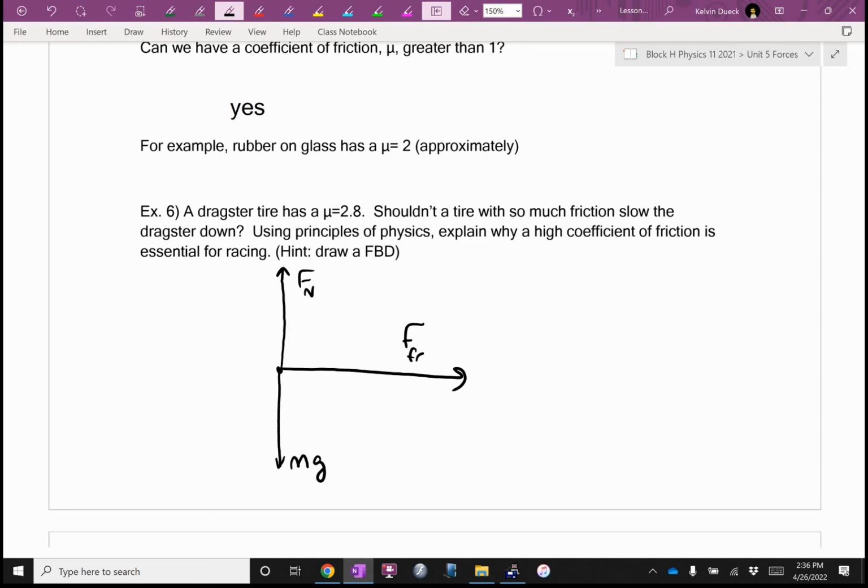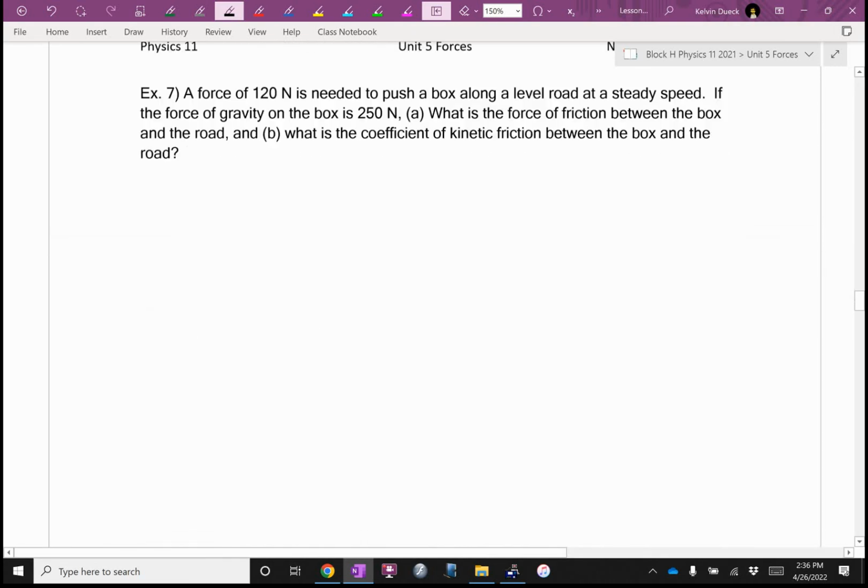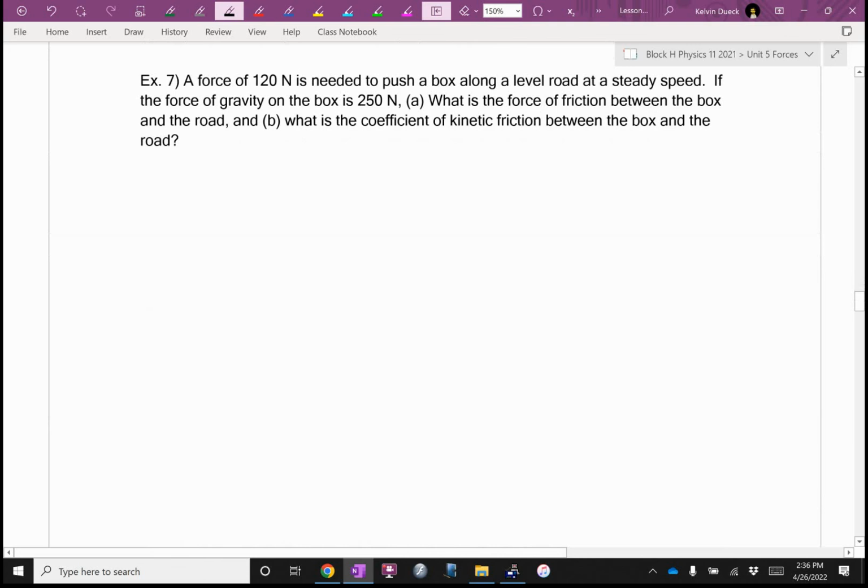Is that okay? Have I convinced you with that free body diagram? That free body diagram in yesterday's lesson can be used to answer some of the questions I told you to put a star next to. Not all of them, but some of them. We're going to finish with example 7.